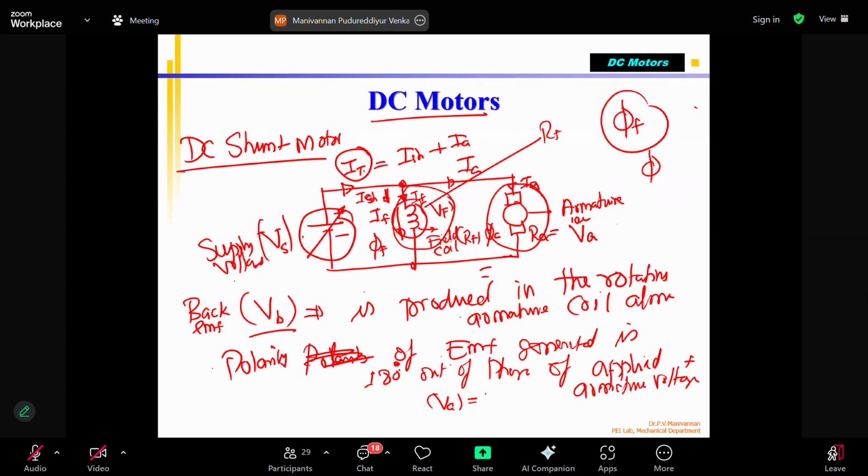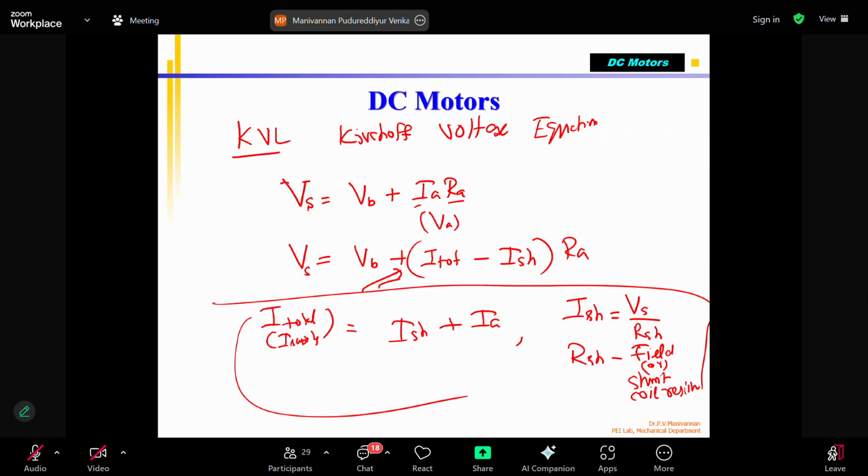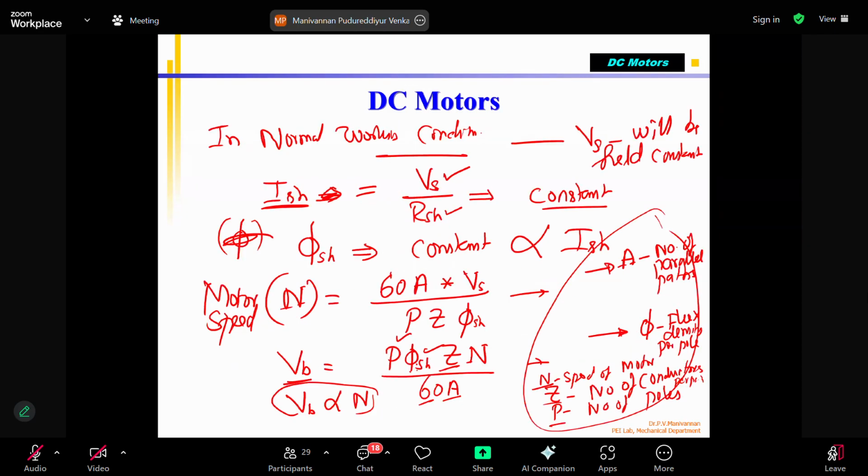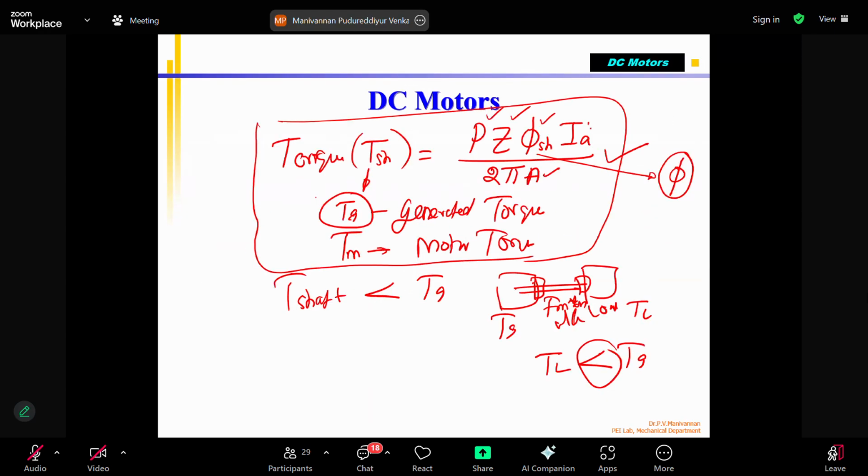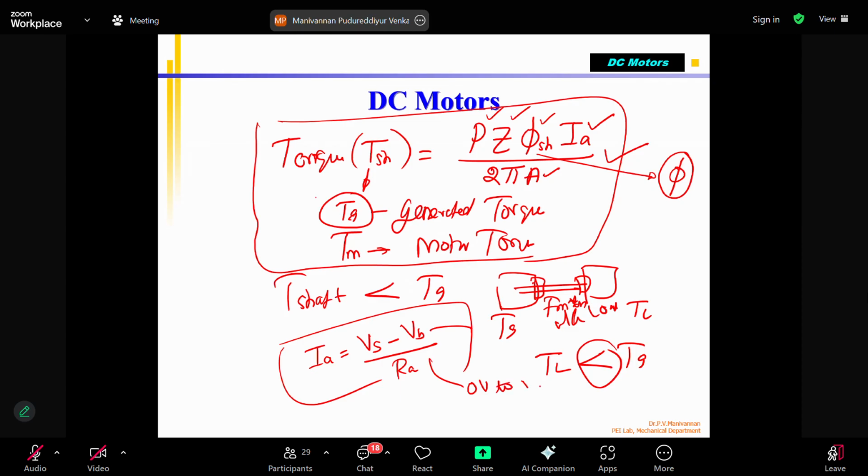And the other term is decided by the RA. That is IA, armature current. So the IA is not constant, correct? Already we know that IA is nothing but V supply minus VB divided by RA. But VB is not constant. VB varies from 0 volts to VB max.